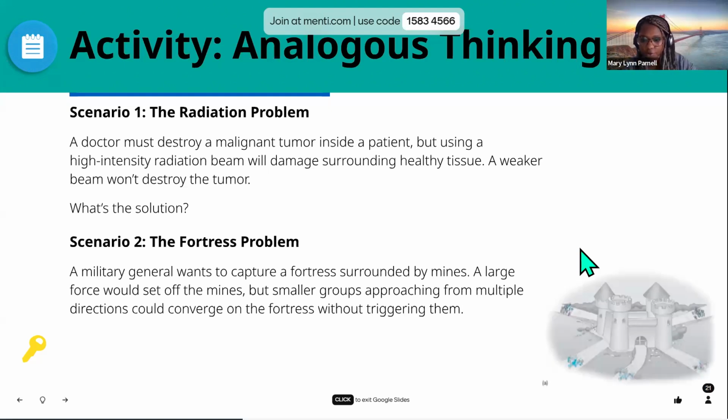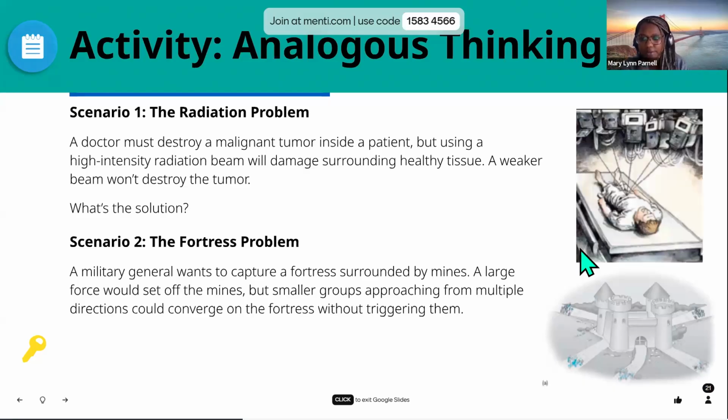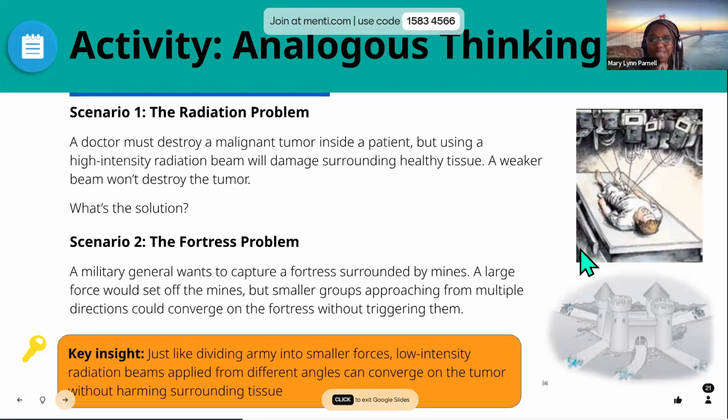So you see a picture of the fortress, people coming in from different ends. You see the patient on the operating bed and different lasers coming in from different angles. So, what's the key insight? So, just like dividing the army in smaller forces, right? We're using the fortress problem. How do we solve the radiation problem? Low intensity radiation beams from different angles that can converge on the tumor without harming surrounding tissue.